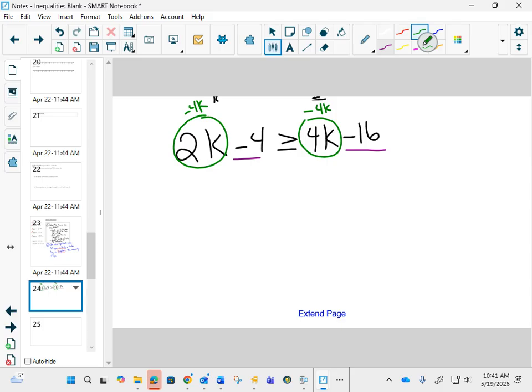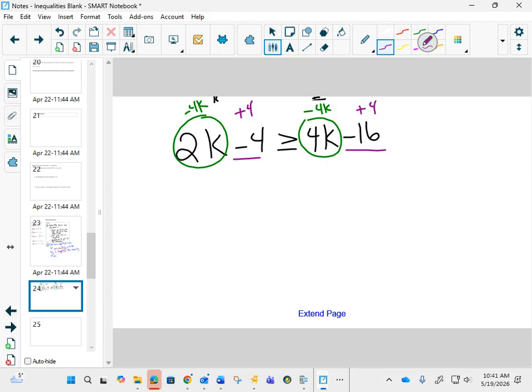For my numbers, I want to get my numbers on the right-hand side. So the opposite of subtracting 4 is adding 4. And I write that above my number on the other side, because now I can do my math.